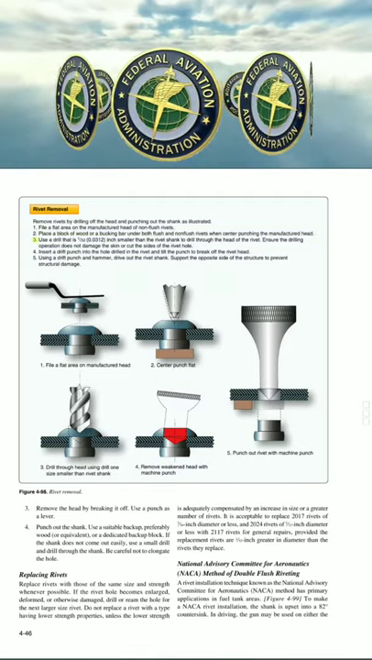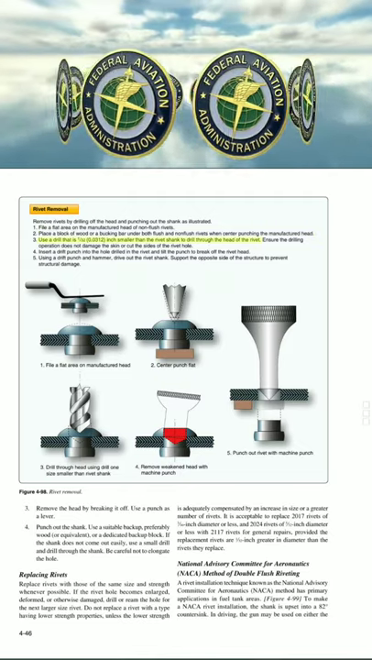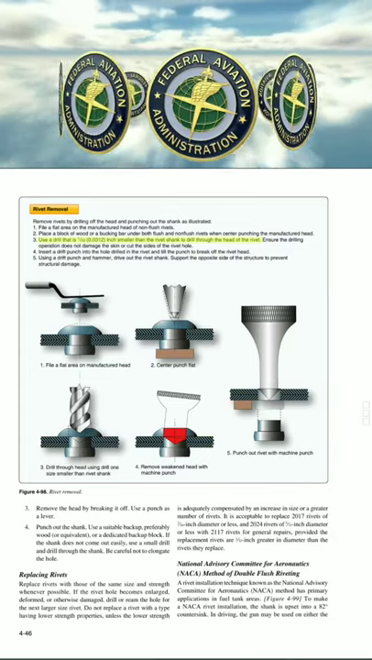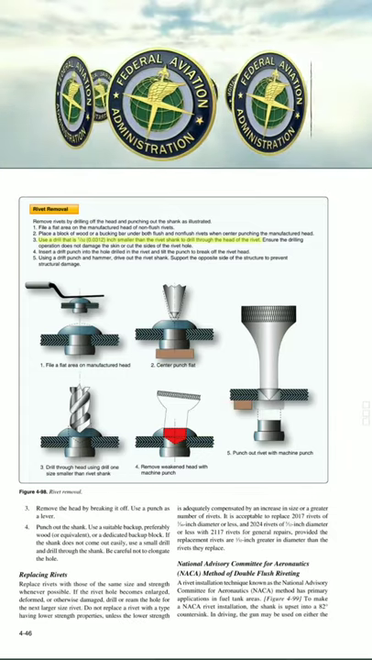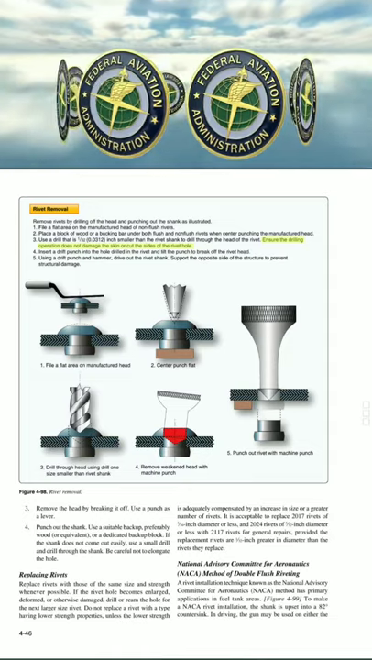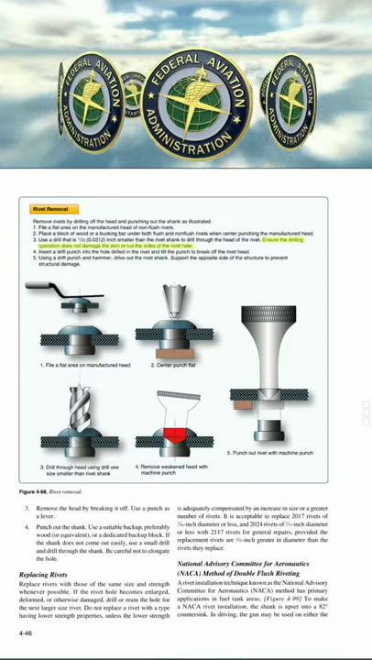manufactured head. 3. Use a drill that is 1/32, 0.0312 inch smaller than the rivet shank to drill through the head of the rivet. Ensure the drilling operation does not damage the skin or cut the sides of the rivet hole.